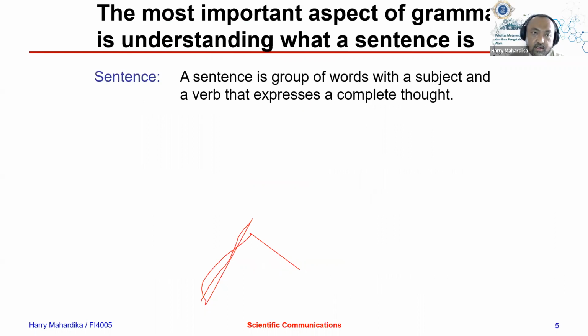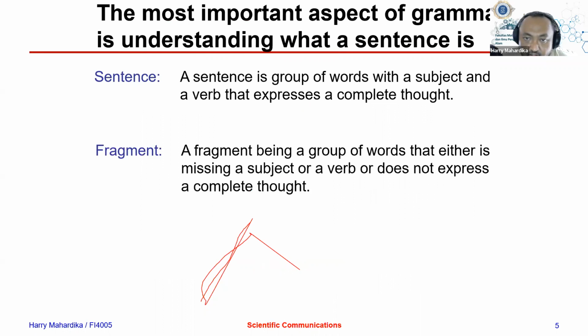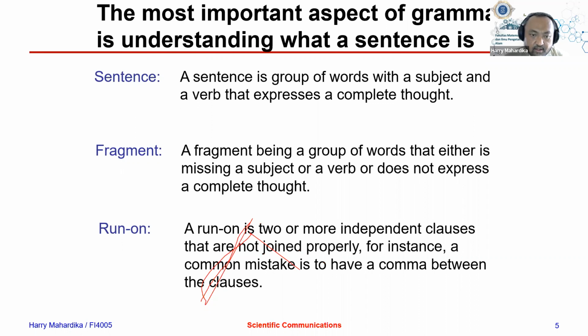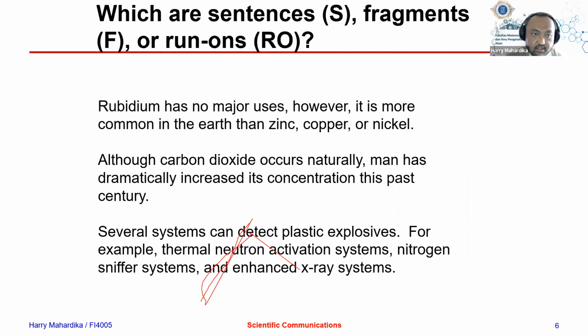The most important aspect of grammar is understanding what a sentence is. A sentence is a group of words with a subject and a verb that expresses a complete thought. Fragments, on the other hand, are groups of words that are either missing a subject or a verb, or do not express a complete thought. A run-on is two or more independent clauses that are not joined properly. For instance, a common mistake is to have only a comma between the clauses.